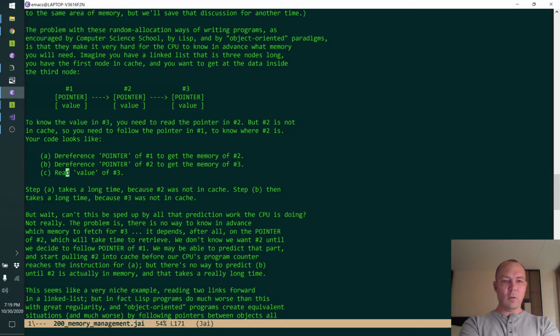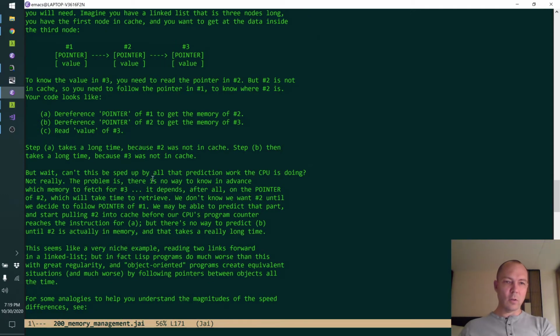Step A takes a long time because number 2 is not in the cache. Step B then takes a long time because number 3 was not in the cache. The problem is there's no way to know in advance which memory to fetch for number 3. It depends after all on the pointer of number 2, which will take time to retrieve. We don't know we want number 2 until we decide to follow it.